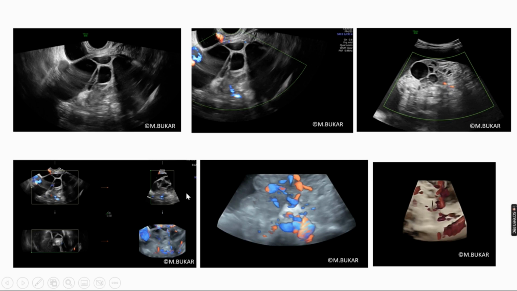This is the rendered image, and this is the HD flow of the vascular supply to the solid component of this mature cystic teratoma. And this is also another display using a different glass body mode.